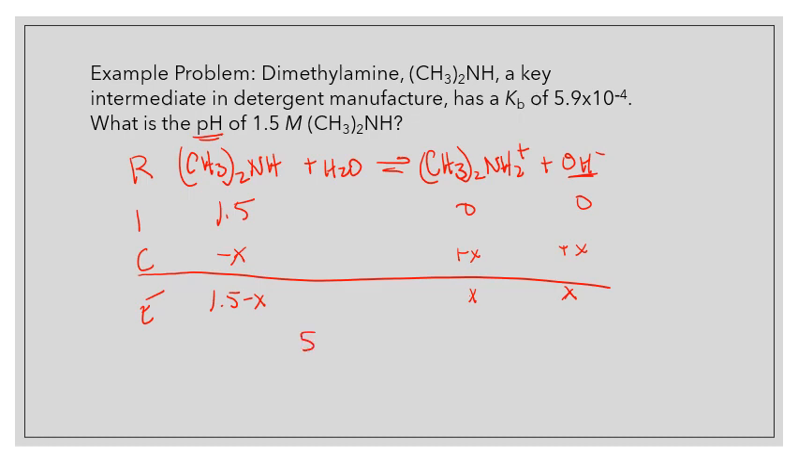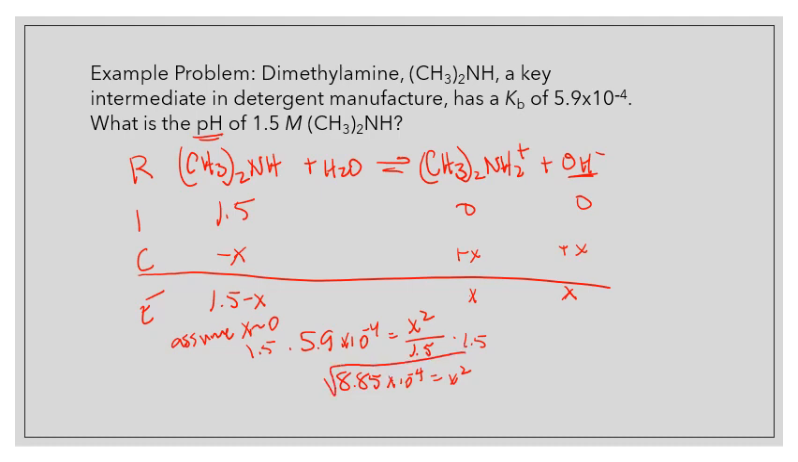So I can plug in my value. 5.9 times 10 to the negative fourth equals x squared over 1.5. We can assume again that x will be approximately 0. So I can multiply both sides by 1.5. And when we do that, that gives us 8.85 times 10 to the negative fourth equals x squared. And from here, taking the square root of both sides, we end up with a value for x equal to 0.0297.